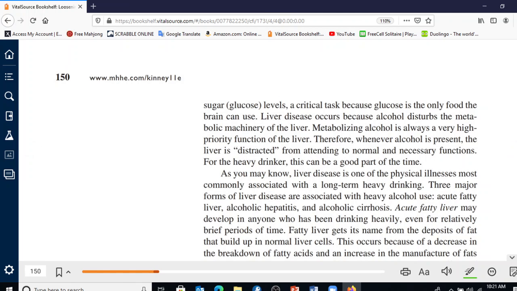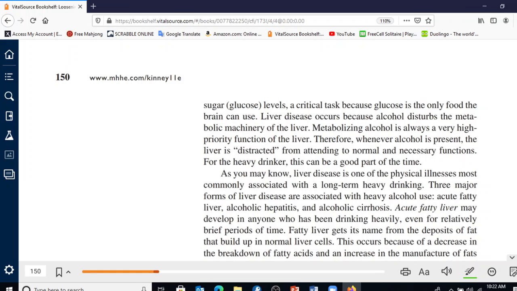Liver disease is one of the physical illnesses that's most closely associated with alcohol use. There are three common things that happen to the liver of someone who is abusing alcohol: acute fatty liver or fatty infiltration, alcoholic hepatitis, and alcoholic cirrhosis.